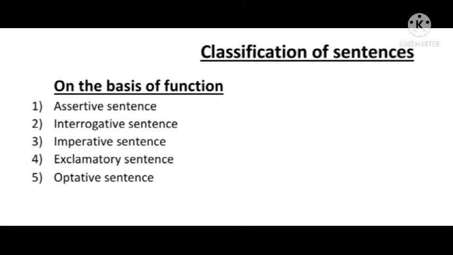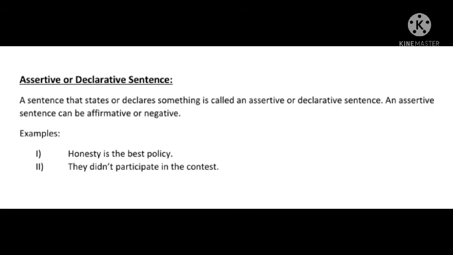On the basis of function, sentences can be classified into 5 types: assertive sentences, interrogative sentences, imperative sentences, exclamatory sentences, and optative sentences. Assertive sentence is also known as declarative and statements. A sentence that states or declares something is called an assertive or declarative sentence. An assertive sentence can be affirmative or negative. For example, honesty is the best policy. They didn't participate in the contest.